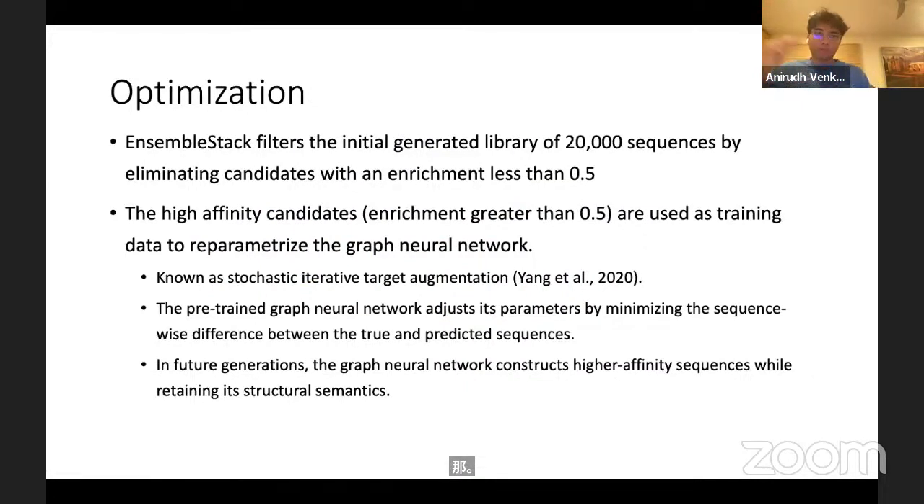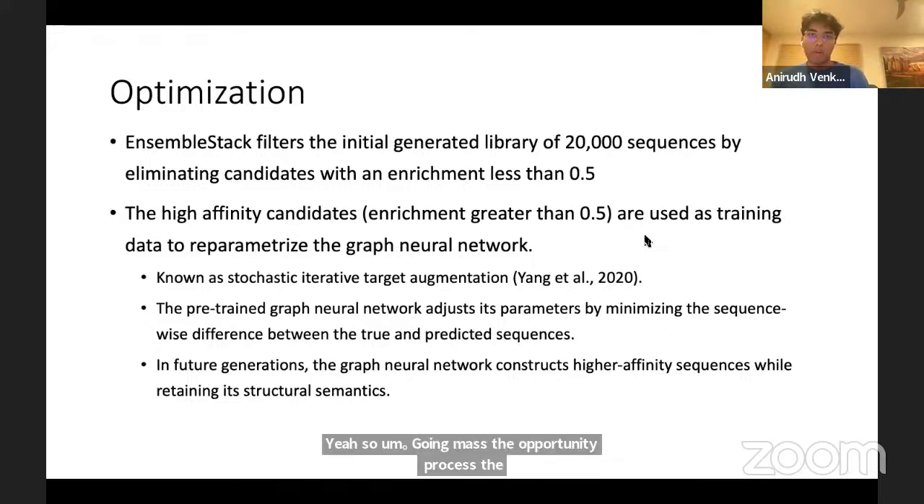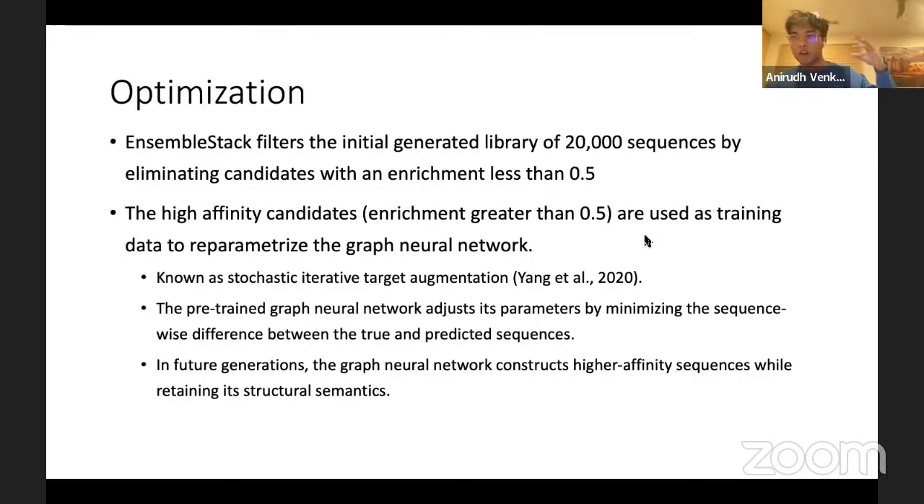Yeah, so going back to the optimization process, the high affinity candidates are used as training data to re-parameterize the graph neural network. So for the sequences generated by the graph neural network, you backpropagate on the cross-entropy loss function between that sequence and a ground truth high affinity sequence. And you use that to have the graph neural network generate higher affinity candidates over time. Although you're only training on sequential data, the graph neural network is able to retain its same structural parameters, as I said previously. It minimizes the sequence-wise difference between the true and predicted sequence.